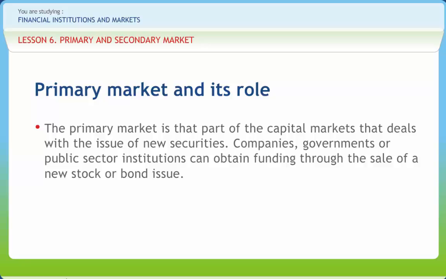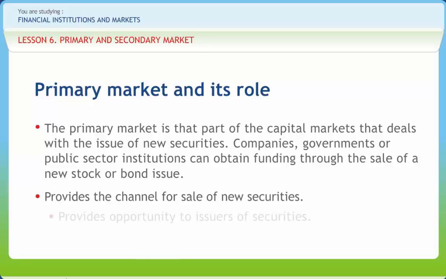new securities. Companies, governments, or public sector institutions can obtain funding through the sale of a new stock or bond issue. The primary market provides the channel for sale of new securities. Primary market provides opportunity to issuers of securities, government as well as corporates, to raise resources to meet their requirements of investment and or discharge some obligation.